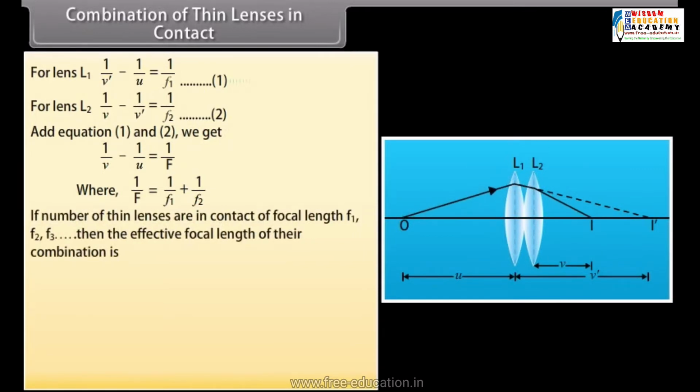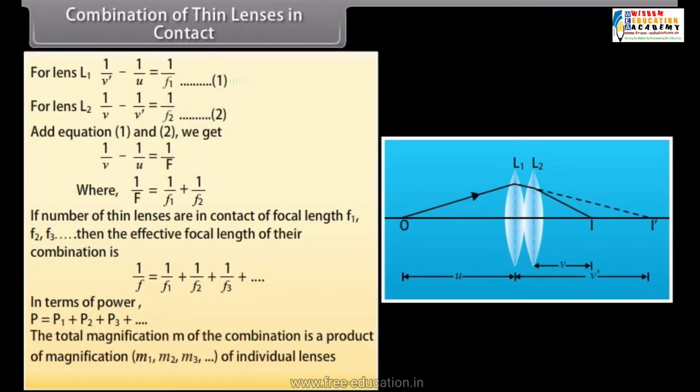If a number of thin lenses of focal lengths f1, f2, f3 are in contact, then the effective focal length of their combination is 1/f is equal to 1/f1 plus 1/f2 plus 1/f3 and so on. In terms of power, P is equal to P1 plus P2 plus P3 and so on. The total magnification M of the combination is the product of magnifications M1, M2, M3 and so on of the individual lenses. M is equal to M1 times M2 times M3.